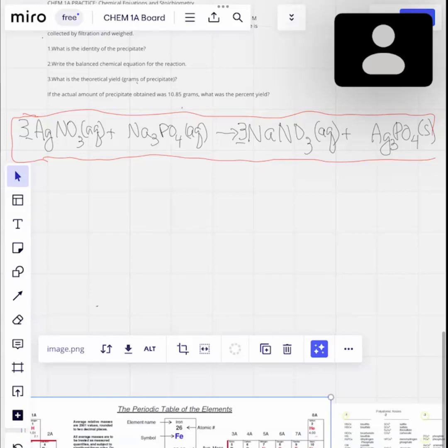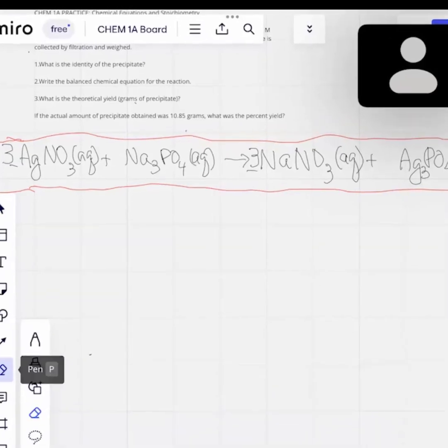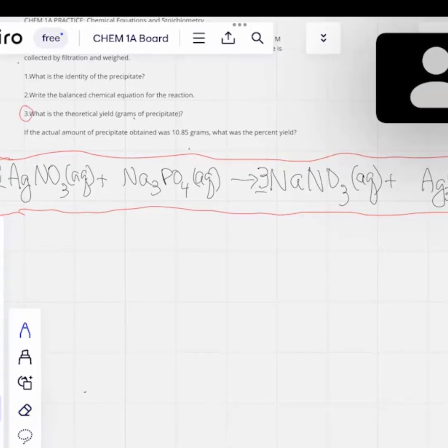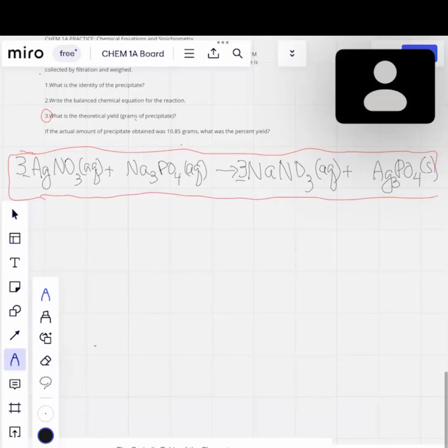Okay, let's tackle now question number 3. So question number 3 has to do with what is the theoretical yield of the equation? In other words, how many grams of precipitate? So here is what I usually recommend that we do with this kind of question. Essentially, they're going to ask us to navigate a stoichiometry sequence here. And the way it works is typically, here's what I tell you to do.